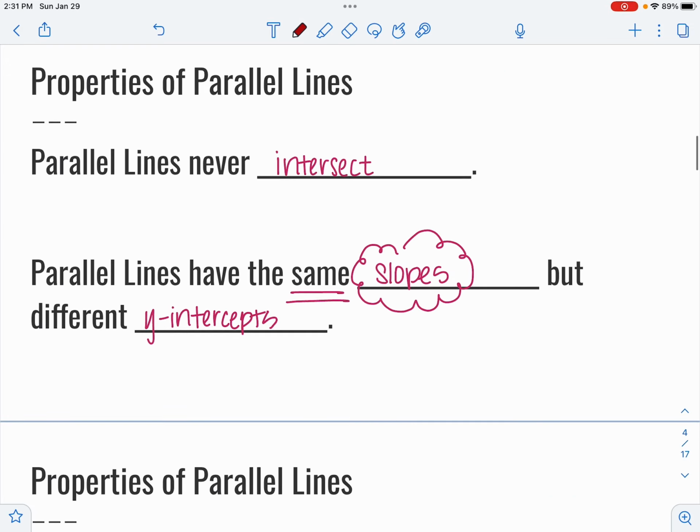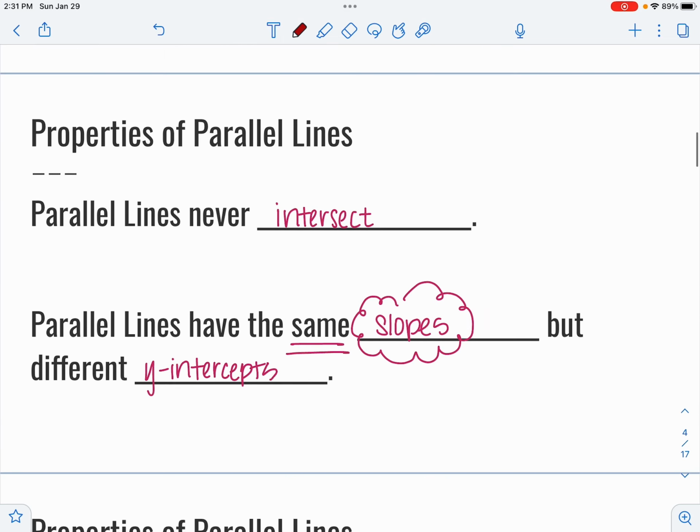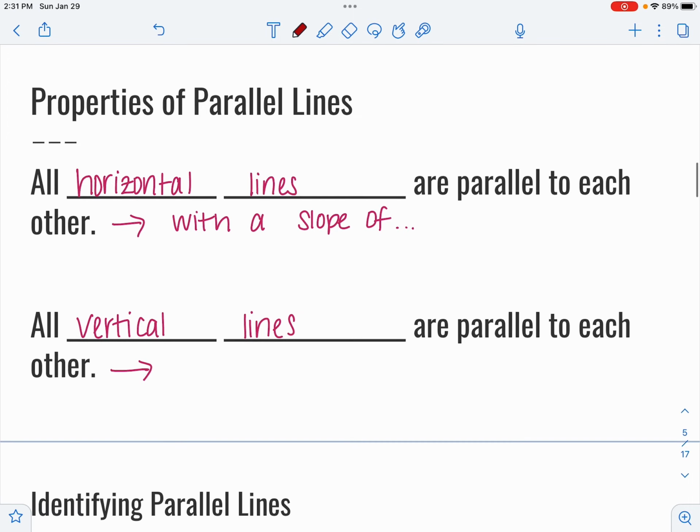So the properties of parallel lines, just make sure that you write this down. Parallel lines never intersect. If we could continue these lines forever, they would never cross as long as they were parallel. Parallel lines have the same slopes, as we talked about before, but different y-intercepts. More properties of parallel lines: all horizontal lines are parallel to each other with a slope of 0, and all vertical lines are parallel to each other with an undefined slope.